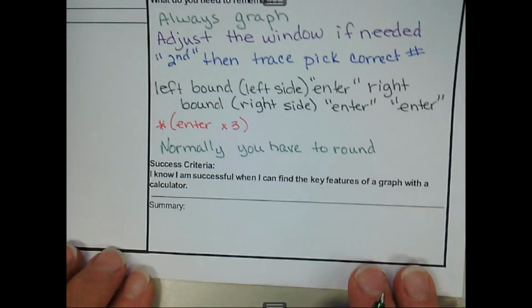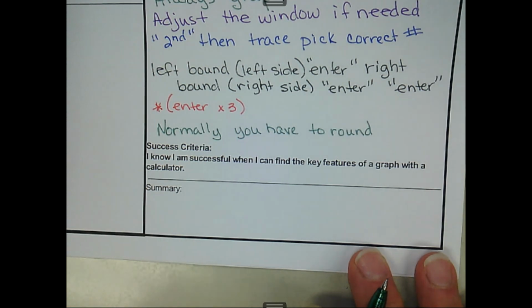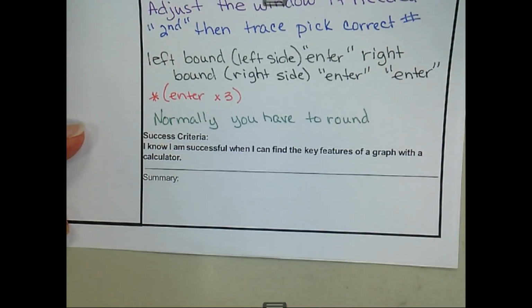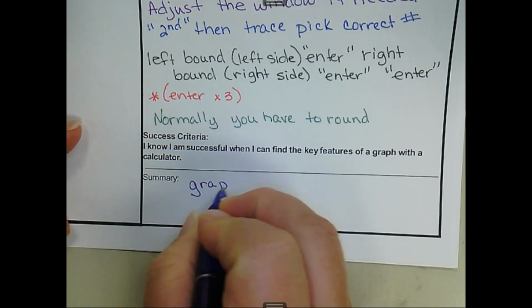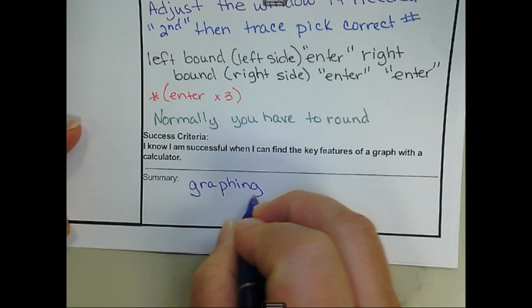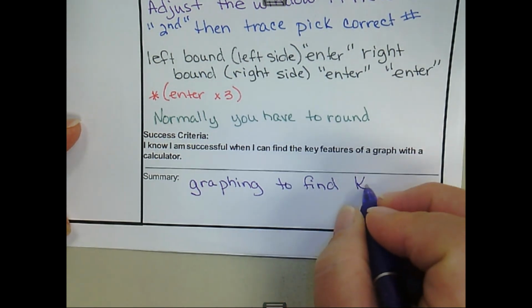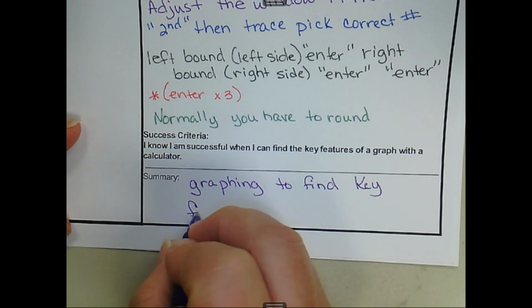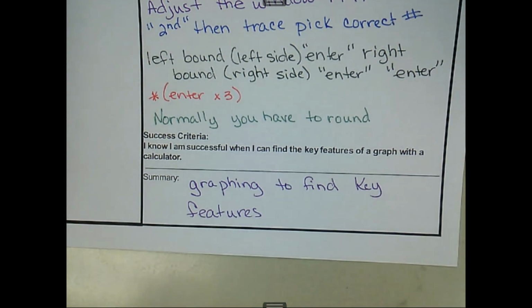So this is how you use the graphing calculator to find your key features. And you know you're successful when you can do that. So graphing to find key features is what we're doing. No math involved, just a lot of button pushing.